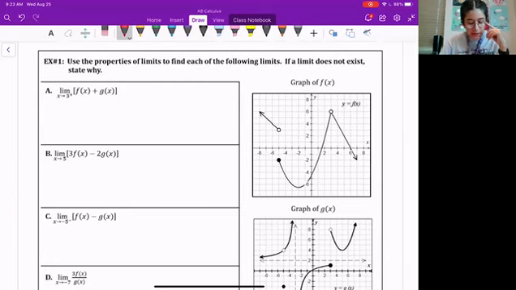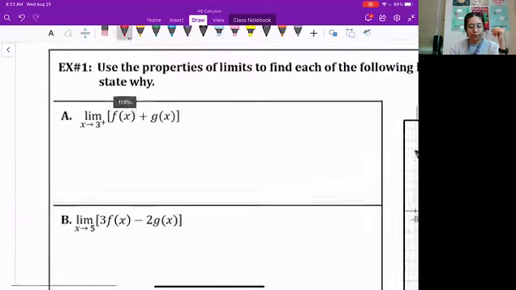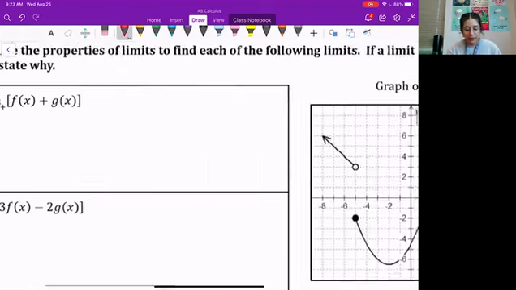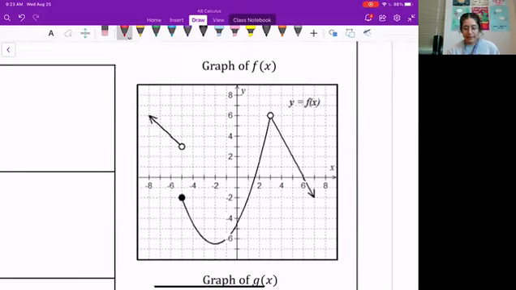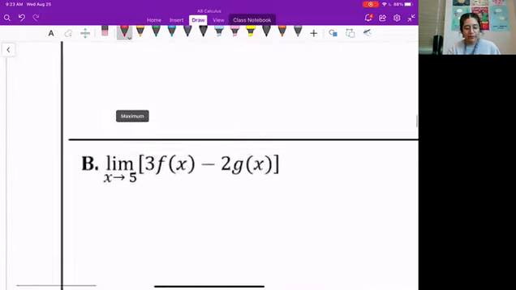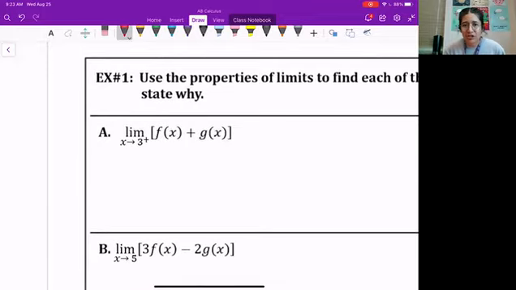It says use the properties of limits to find each of the following limits. If the limit doesn't exist, state why. So for A, they want us to find the limit as x approaches 3 from the right for f of x plus g of x. I know how to find a limit for f of x, and I know how to find a limit for g of x, but I don't really know what this means, f plus g of x.